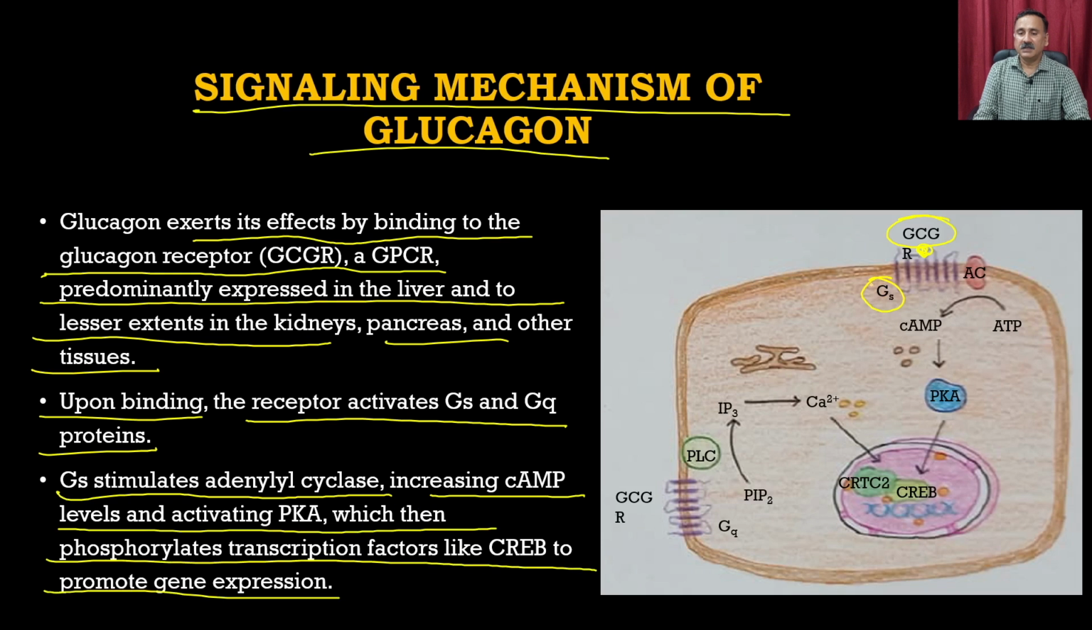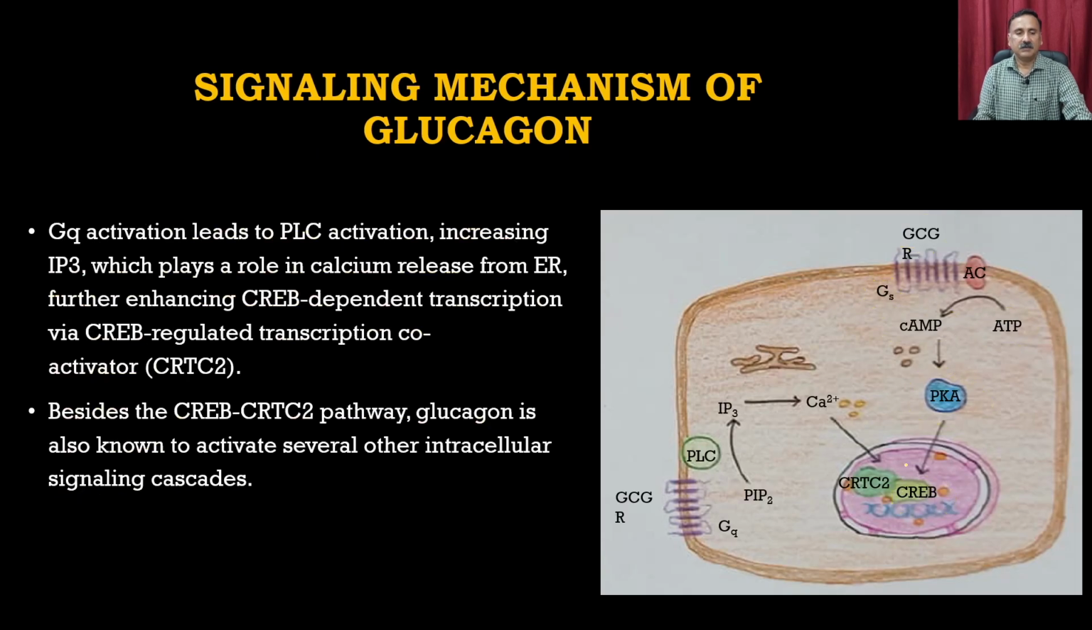So when there will be the activation of GS, then it is actually going to convert the ATP into the cyclic AMP with the help of the adenylyl cyclase. And then the cyclic AMP is actually going to activate the protein kinase A, and protein kinase A is going to activate the CREB. Okay, and CREB is actually going to work as the transcription factor.